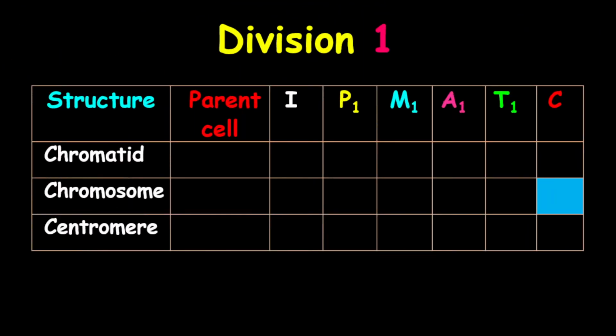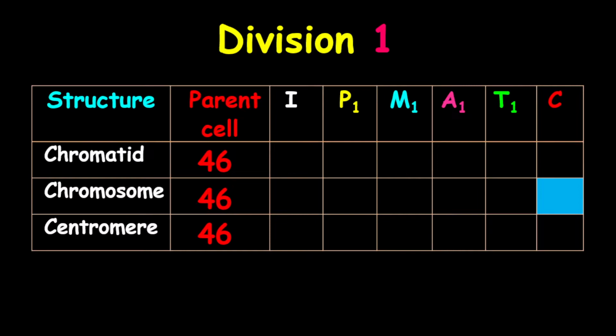In our example, we're going to still use a human cell. So we're going to go to division 1. But remember now, our parent cell will contain 46 chromatids, 46 chromosomes, and 46 centromeres. The interphase is standard regardless of the type of cell division.